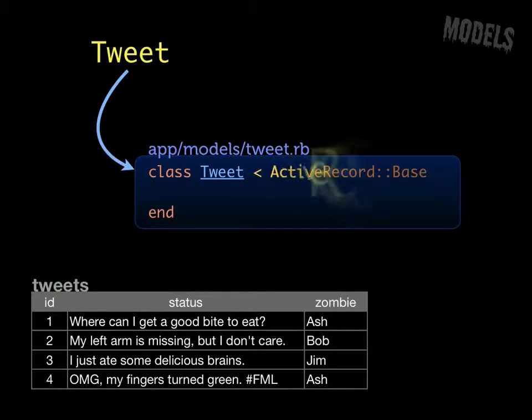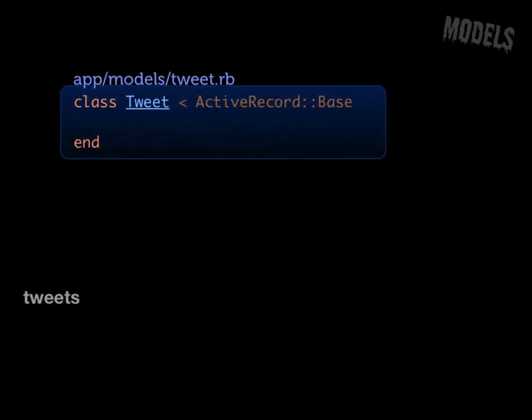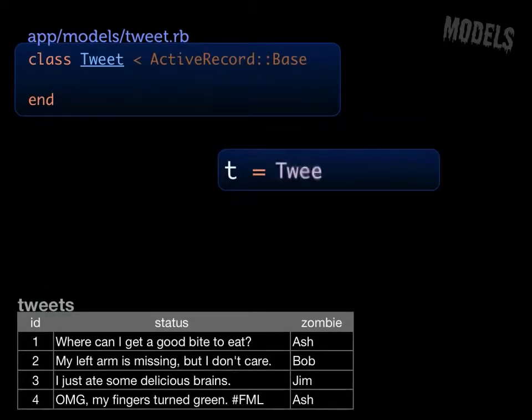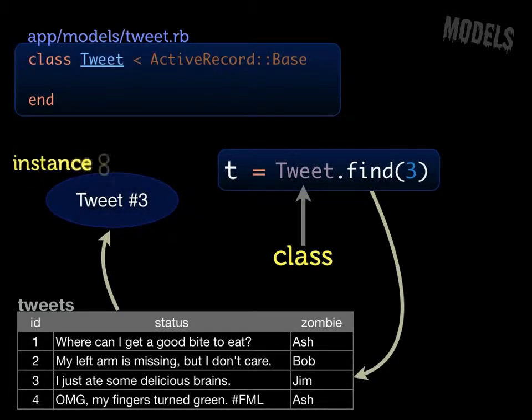This inherits from ActiveRecord::Base. Basically, that maps the class to the table. So it's going to go look in the database by default for a plural tweets table, just like that. Let's take a closer look at what's going on when we execute that find code. When we call Tweet.find(3), Tweet in this case is a class. We're calling a method find(3) on the class, which goes to the database, finds the row that has the tweet with ID of 3. It then populates an instance of this Tweet, puts that data into an object, and then stores that in the t variable.